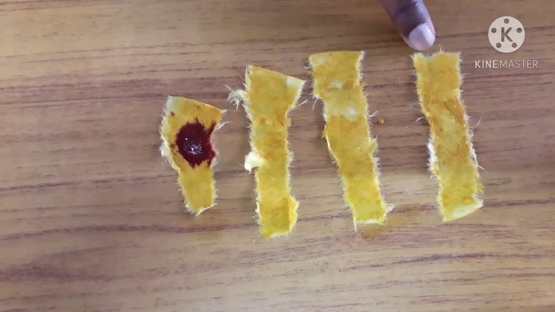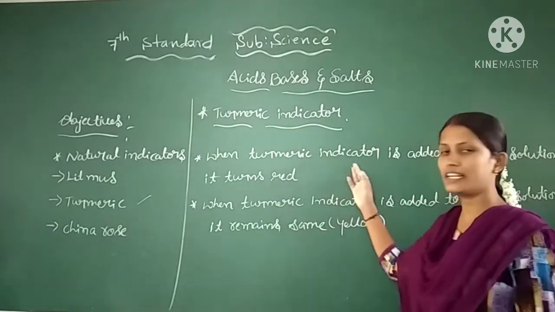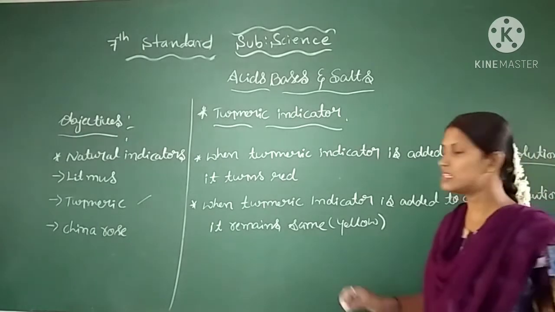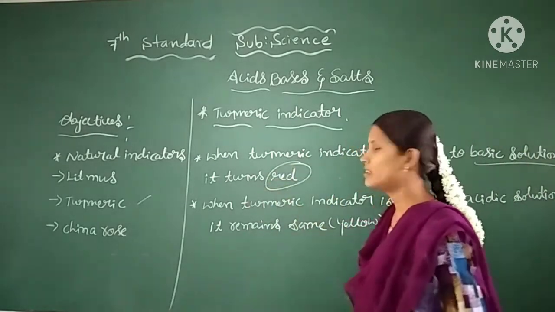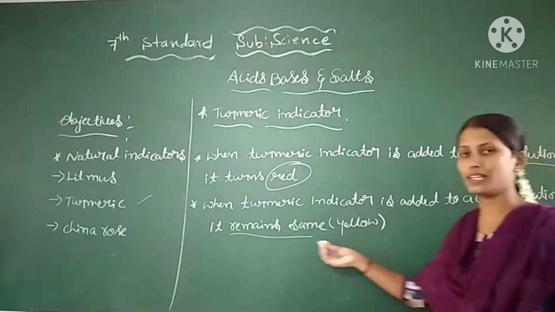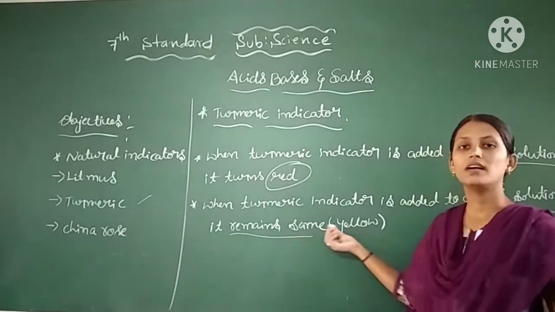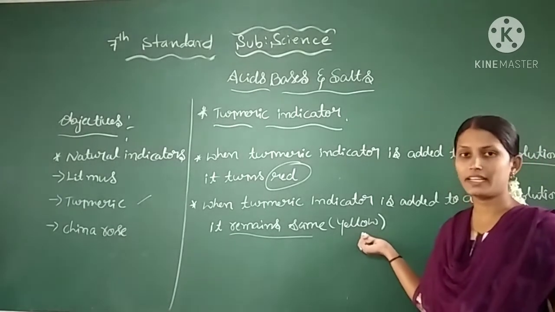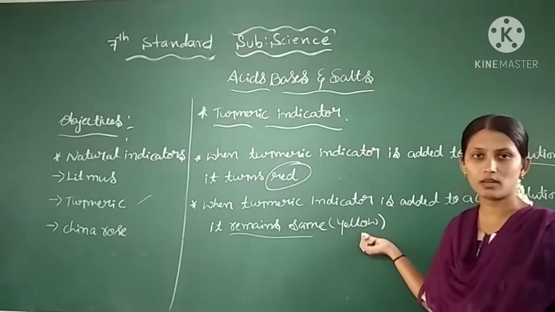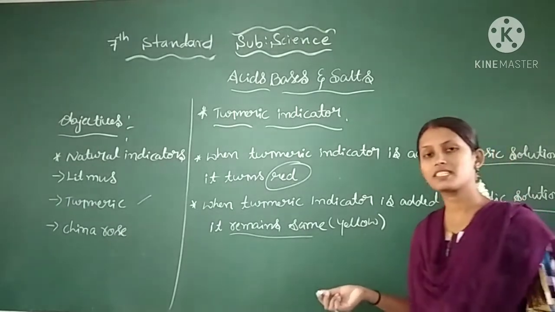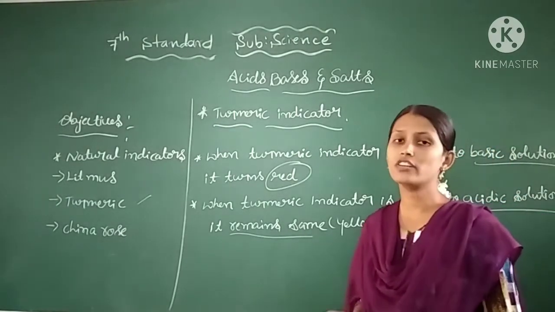We have observed that when turmeric indicator is added to the basic solution, it turns into red color. When turmeric indicator is added to the acidic solution, it remains the same yellow color. As we have prepared, the turmeric indicator paper strips are yellow in color. So when we dip them in the acidic solution, they present yellow color only. There is no color change.